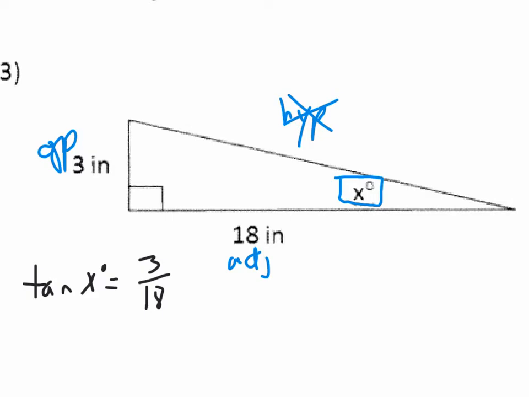This is where, to find the angle, we use the inverse trig functions. So we would set it up as x is equal to tan inverse of 3/18. So be sure to hit the second button for tangent to get tan inverse, and your angle measurement is 9.46 degrees.